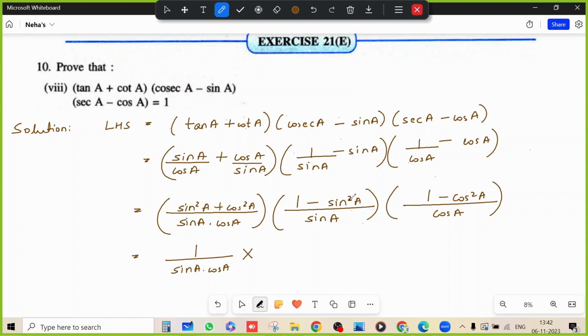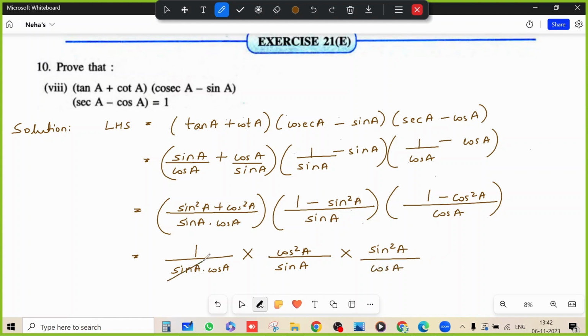into 1 minus sin square A can be written as cos square A, as we know that sin square theta plus cos square theta is equal to 1. Therefore, 1 minus sin square theta is equal to cos square theta. So this can be written as cos square A divided by sin A, and similarly 1 minus cos square A can be written as sin square A, and the denominator will be cos A.